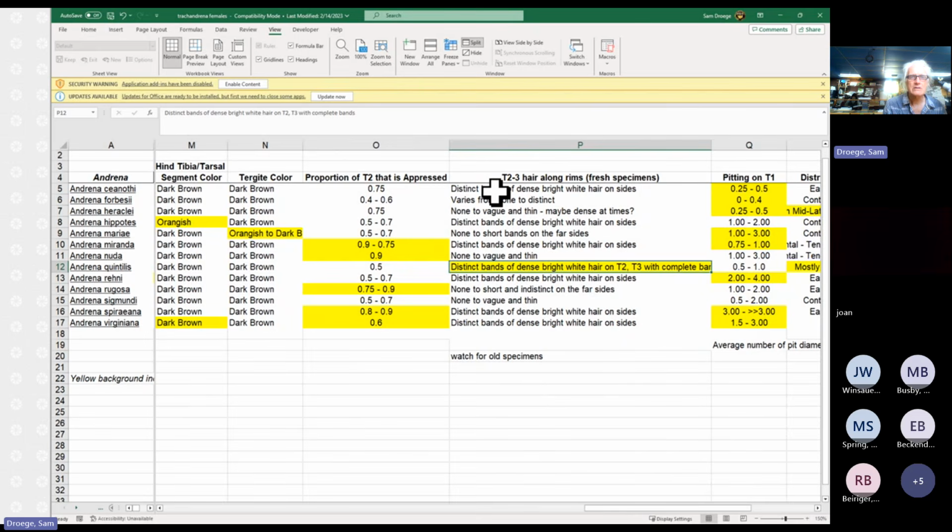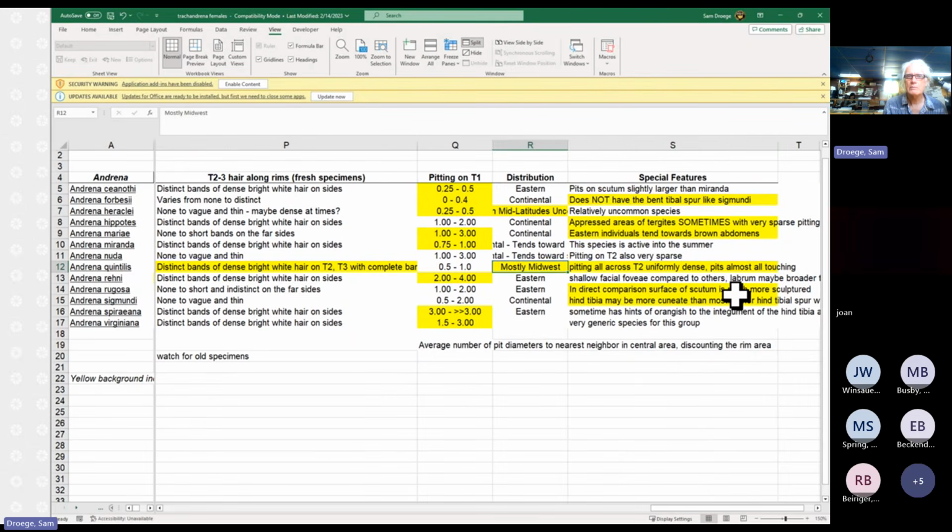And then it's got distinct bands of dense white hair on T2, T3 with complete bands. So normally when you see these dense white hairs, they aren't complete. In other words, they are not running across the entire rim. They're just simply parked on the lateral edges. Let's see, mostly Midwestern, pitting all across T2, uniformly dense, pits almost touching.